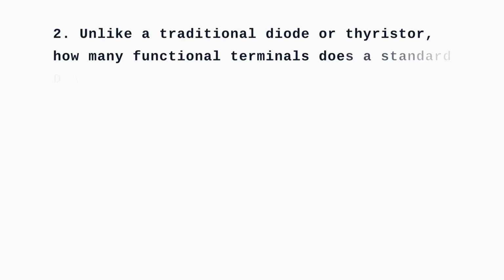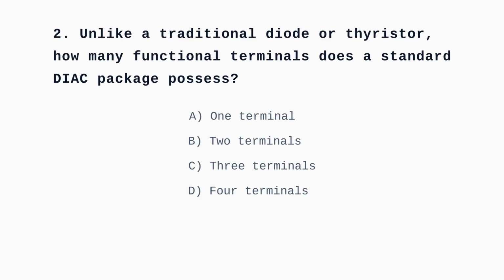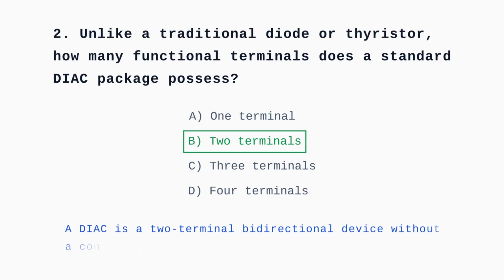Question 2. Unlike a traditional diode or thyristor, how many functional terminals does a standard DIAC package possess? A DIAC is strictly a two-terminal electronic component. It lacks a control gate, relying entirely on terminal breakover voltage.